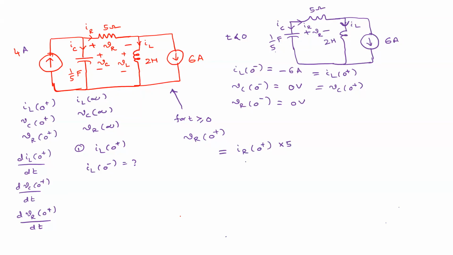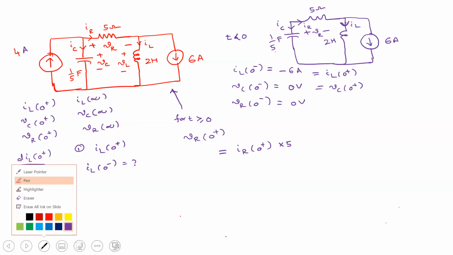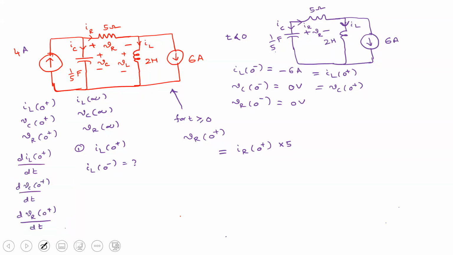Right? So how to find this IR of 0 plus? Any idea? Any KCL idea? KCL at which node? So let us assume this is node A and this is node B. At what node do we need to apply KCL? Node A, sir. Node A.